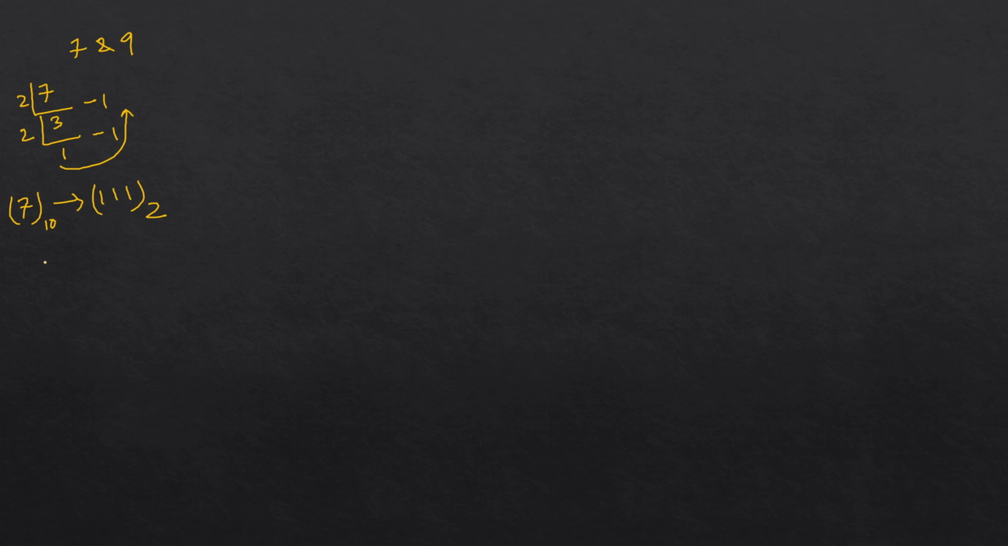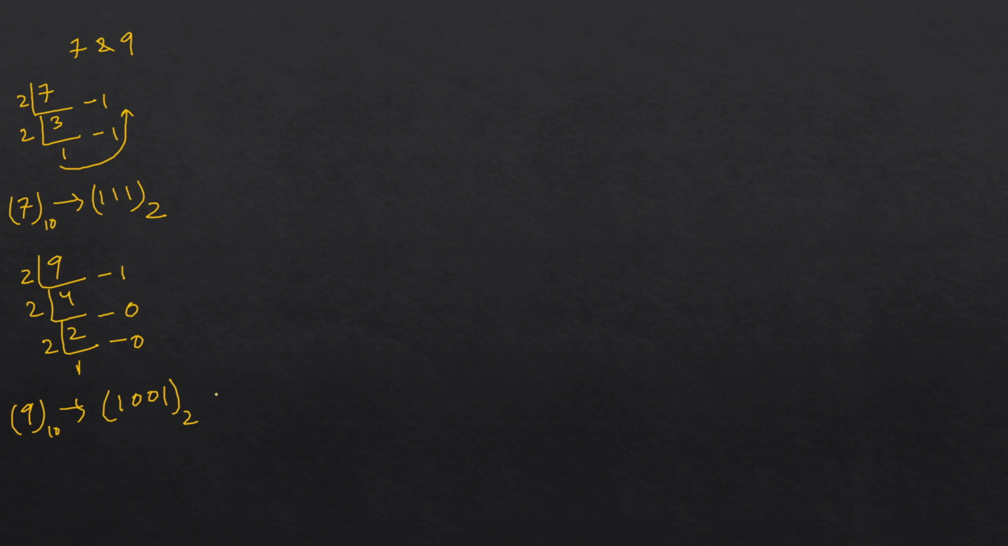Similarly we need to calculate the binary representation of 9. For that I will keep dividing by 2. So 2 4s are 8, and you will get 1 as a remainder, and 2 2s are 4, you will get 0 as a remainder, and 2 1s are 2, you will get 0 as a remainder. So 9 can be represented in binary as 1001.